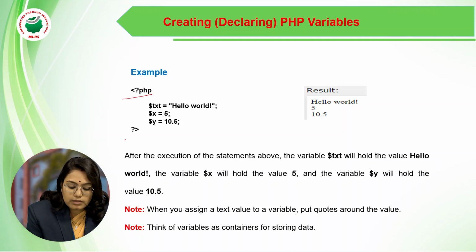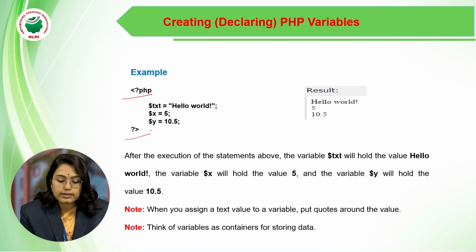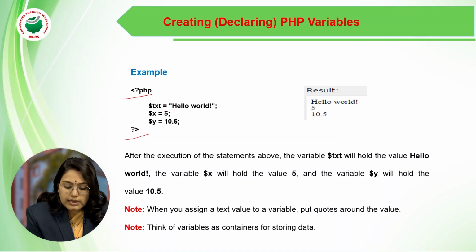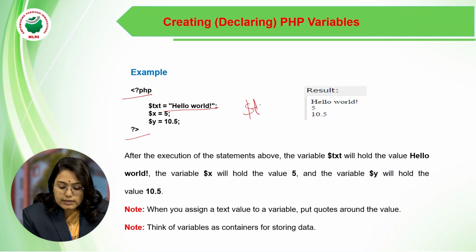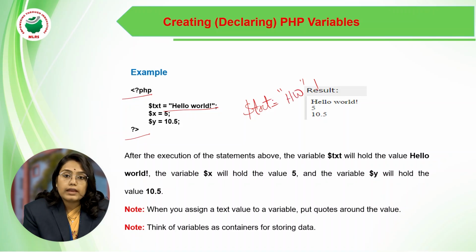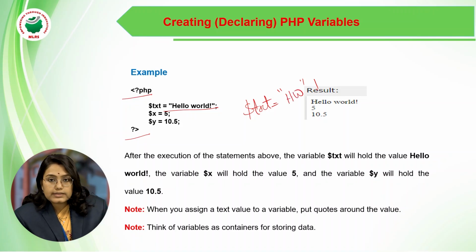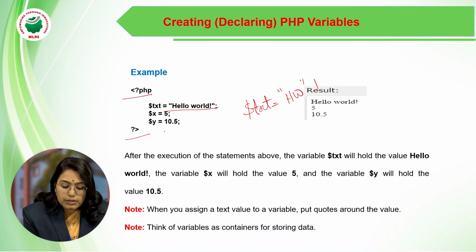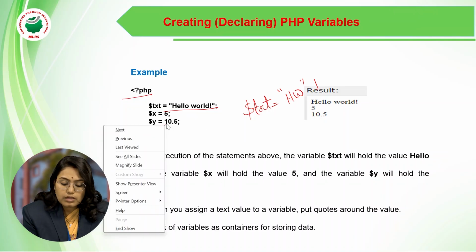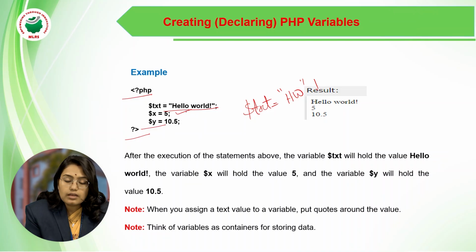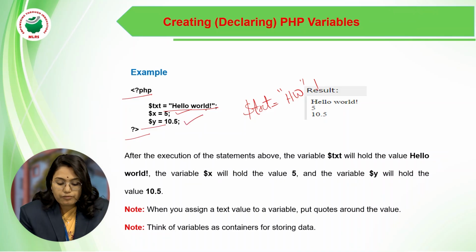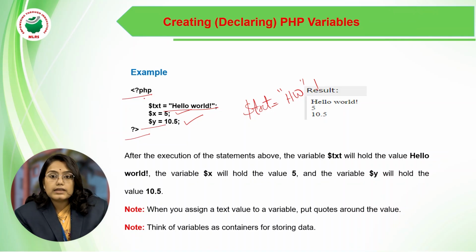Next, let's see the creation or declaration of a PHP variable with an example. After writing the PHP opening syntax, we are declaring dollar text equal to hello world. Yes, hello world. After that we are declaring dollar x. Here dollar x is also a variable and dollar y is also a variable. Dollar x has 5 and dollar y has 10.5. Now let's see the output for that.